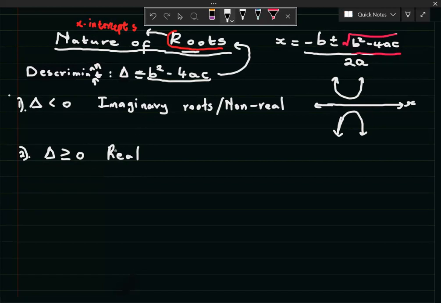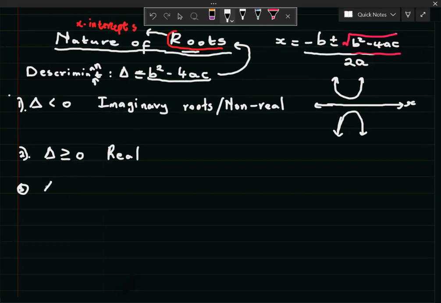But the real roots are subdivided into further categories. I'm going to try to move as slowly as possible so that they make sense. So I'm going to call this number 3.